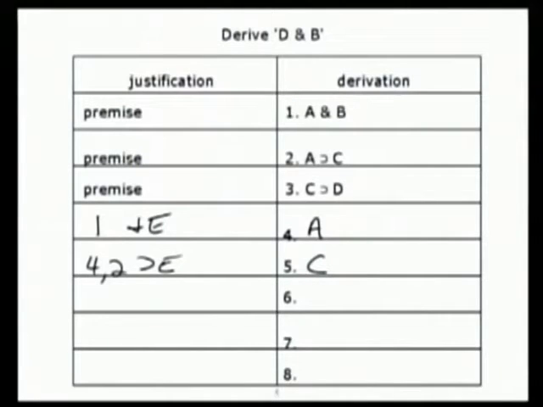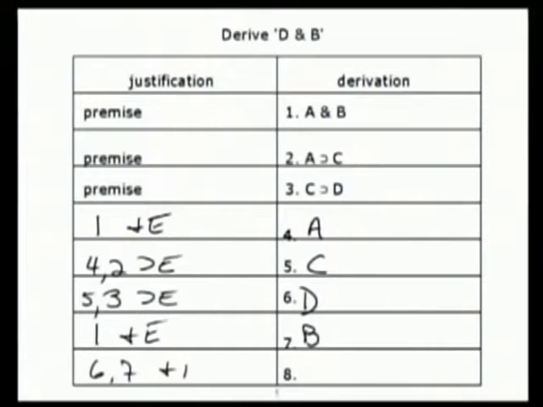The same thing to get D, horseshoe elimination using C to get D. So using line 5 and line 3 to get D. And then I used an ampersand elimination on line 1 to get B. And an ampersand introduction on 6 and 7 to get D and B. Okay, is that clear? Any questions about any of that?